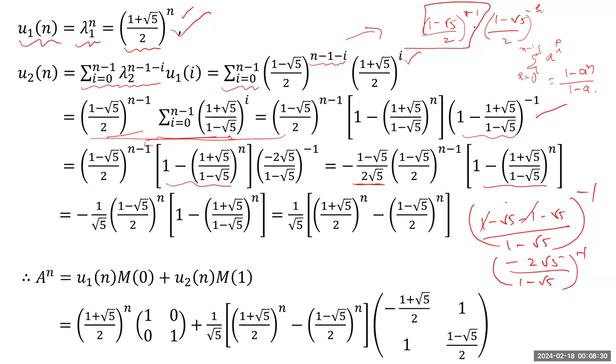So totally we will get minus 1 over root 5 times ((1 minus root 5) over 2) to the power of n times this one, because after simplification you will get minus 1 over root 5.